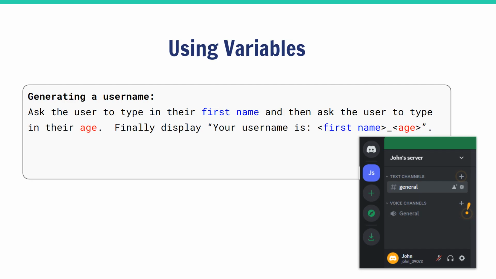In our example here, we're going to generate a username using a similar process where we're going to ask the user to type in their first name and then ask the user to type in their age. And finally, we're going to display your username is, take what they typed in as their first name, join it to an underscore, and then join it to whatever they typed in as their age.